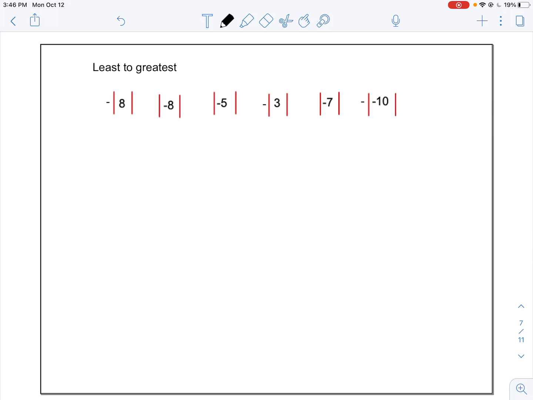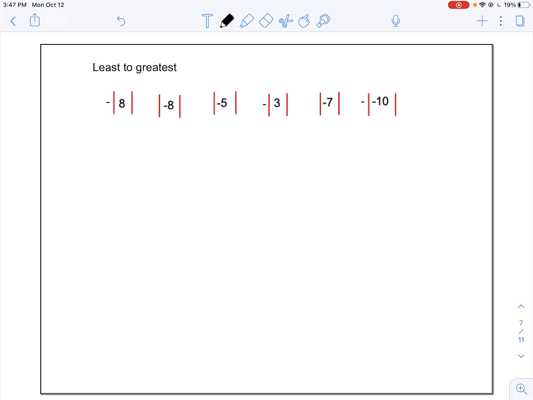So let's do these least to greatest. I've got the opposite of the absolute value of 8. I have the absolute value of negative 8. I have the absolute value of negative 5. I have the opposite of the absolute value of 3. The absolute value of negative 7. And then the opposite of the absolute value of negative 7.